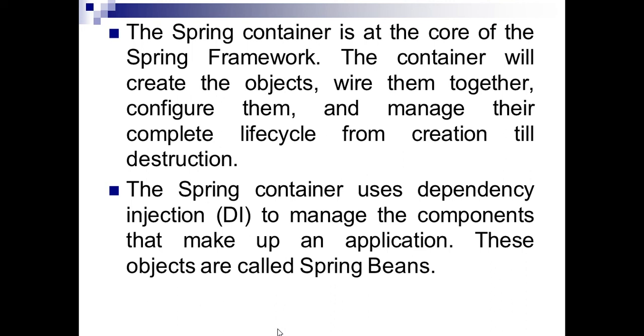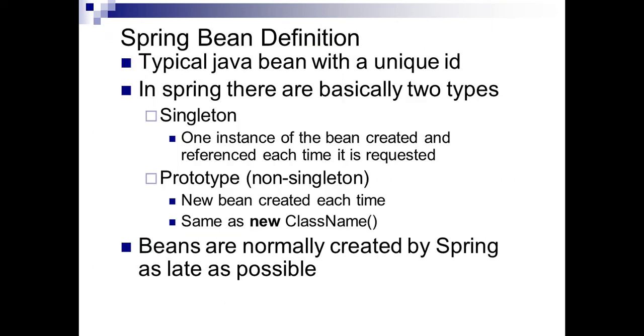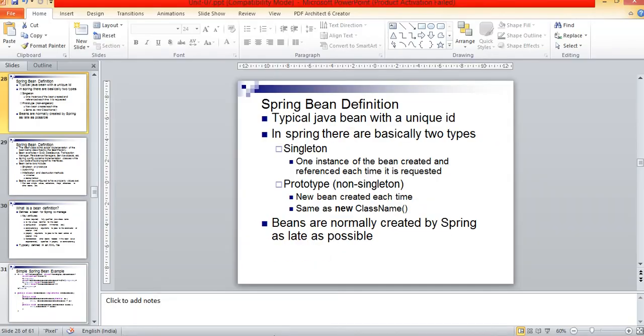destruction. The Spring container uses dependency injection to manage the components that make up an application, and these objects are called Spring beans, POJOs. Spring bean, POJO, Java bean, these are all names you can refer to. POJO means plain old Java object. So what is a Spring bean? So what is a bean definition?